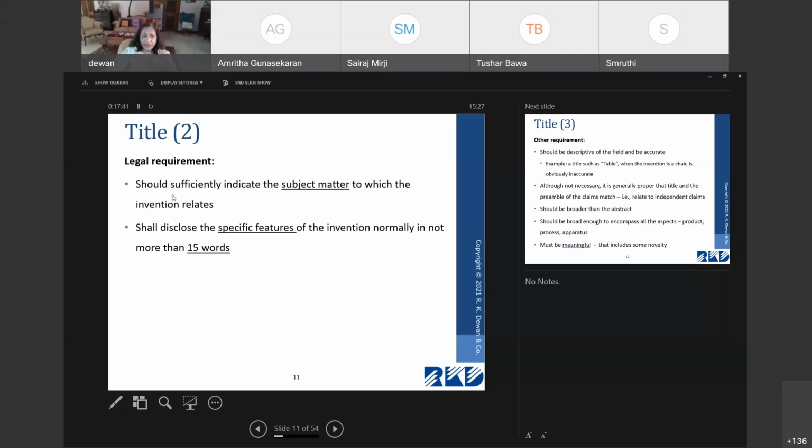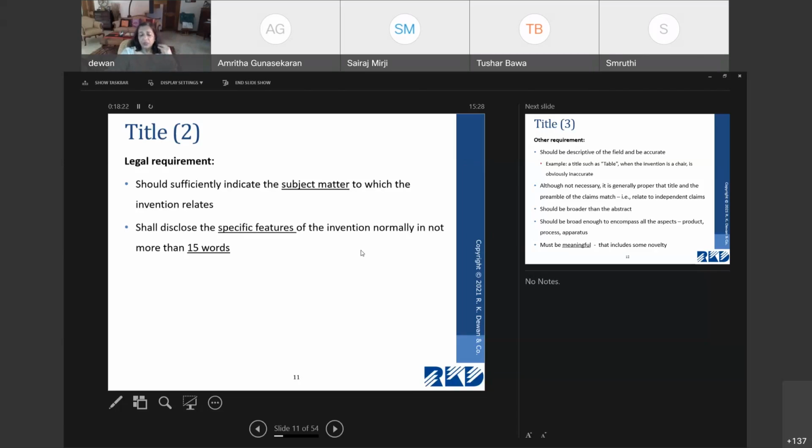However, the legal requirement of the title is that it should sufficiently indicate the subject matter to which the invention relates. It should not be totally something different. So this is one legal requirement of the title, that it must sufficiently indicate. The word here is sufficiently indicate the subject matter. And secondly, it should also disclose the specific feature of the invention, normally in not more than 15 words. So we have a limitation here of 15 words. Therefore, we have to very carefully use these 15 words.